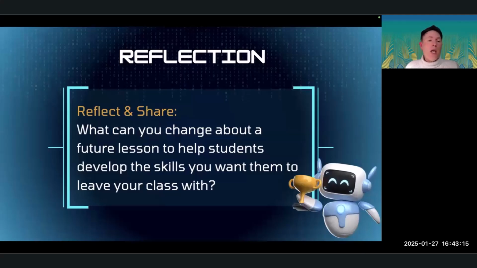So, if you teach English 9 and you've got a project on Romeo and Juliet coming up, or if you teach geometry and you have this project coming, what is it that you think you could change about that that's going to make it more relevant and level it up to be an AI proof assignment?